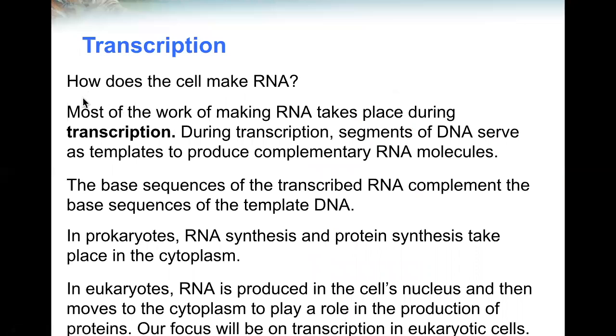How does the cell make RNA? Most of the work of making RNA takes place during transcription. During transcription, segments of DNA serve as templates to produce complementary RNA molecules. The base sequence of the transcribed RNA complements the base sequence of the template DNA. In prokaryotes, RNA synthesis and protein synthesis take place in the cytoplasm. In eukaryotes, RNA is produced in the cell's nucleus and then moves to the cytoplasm to play a role in the production of proteins. Our focus will be on the transcription of eukaryotic cells.